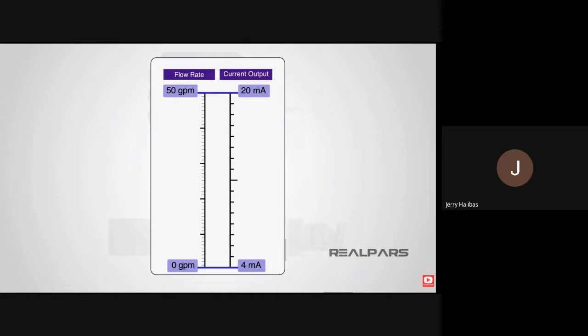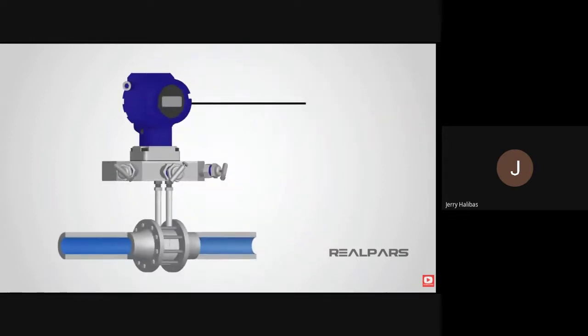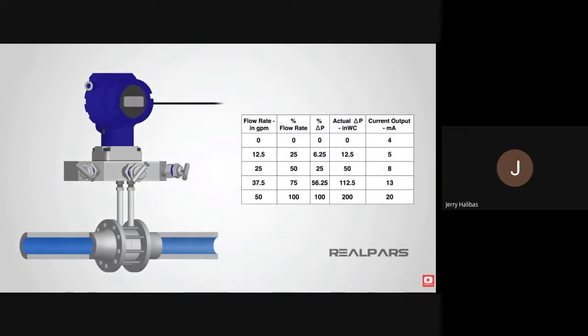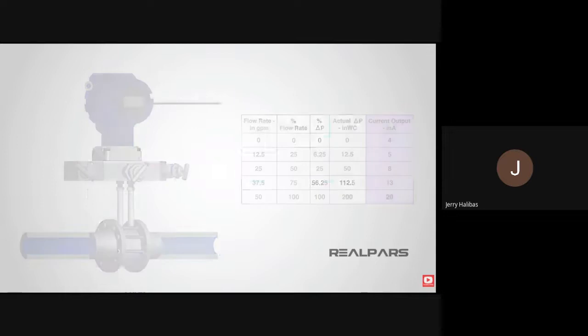We need to check and recalibrate if necessary. We are going to ignore the square root extractor for now, as we will be looking at the output current from the flow transmitter. The first thing we need is a calibration chart or table. A table like this or similar is usually kept on file at your place of work. This table is important from a calibration perspective, as it indicates what we need to apply to the transmitter and what the expected current output will be.